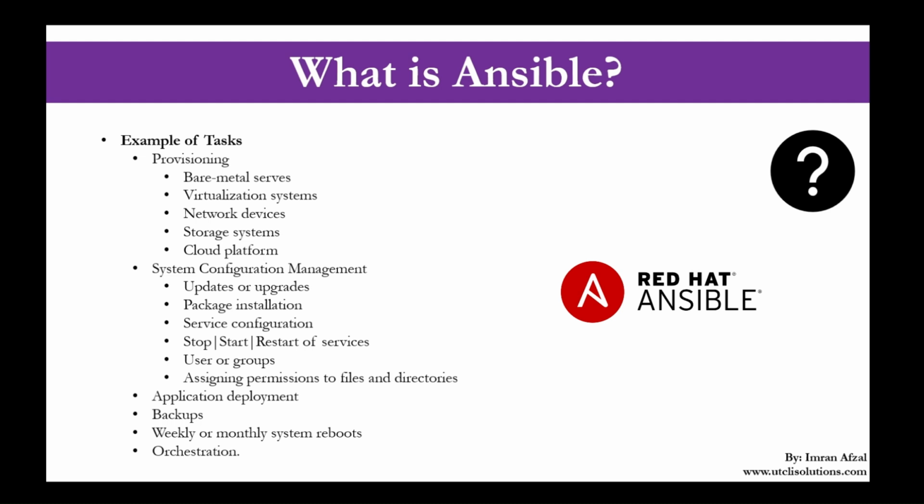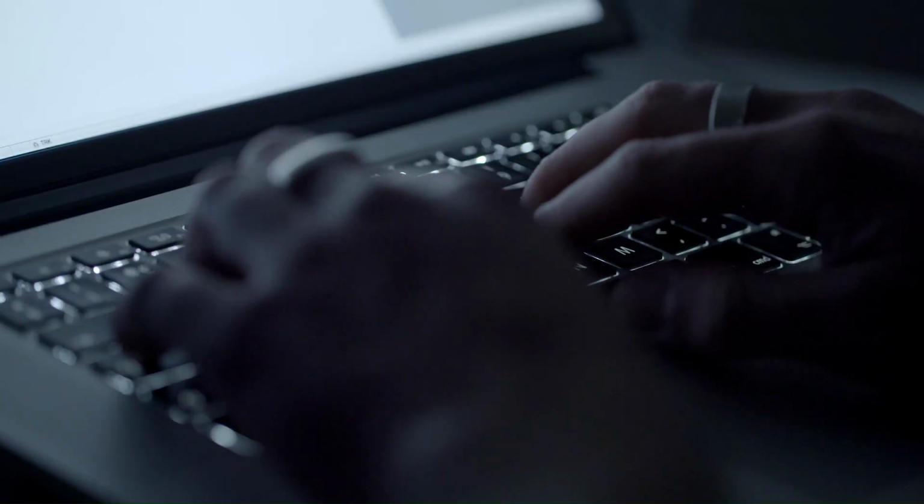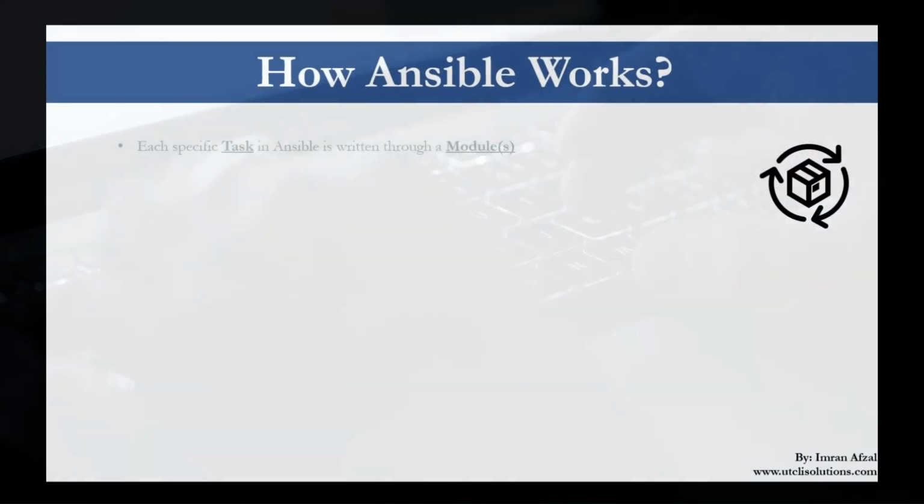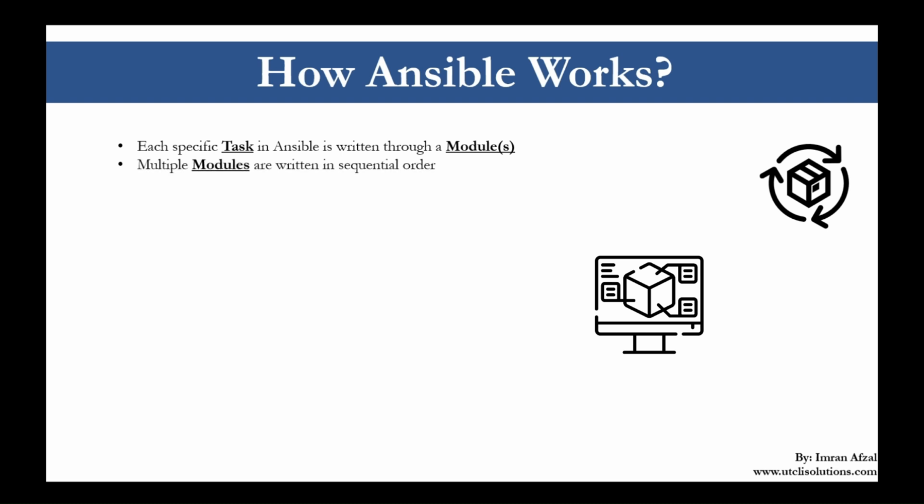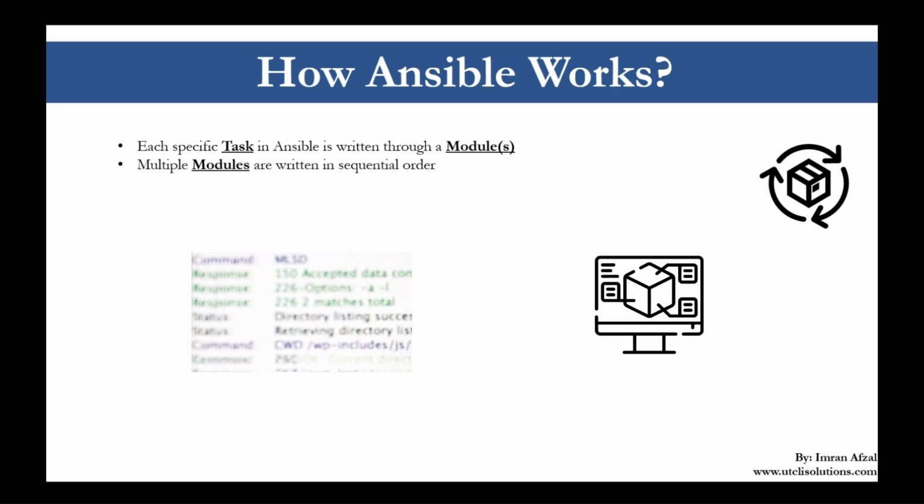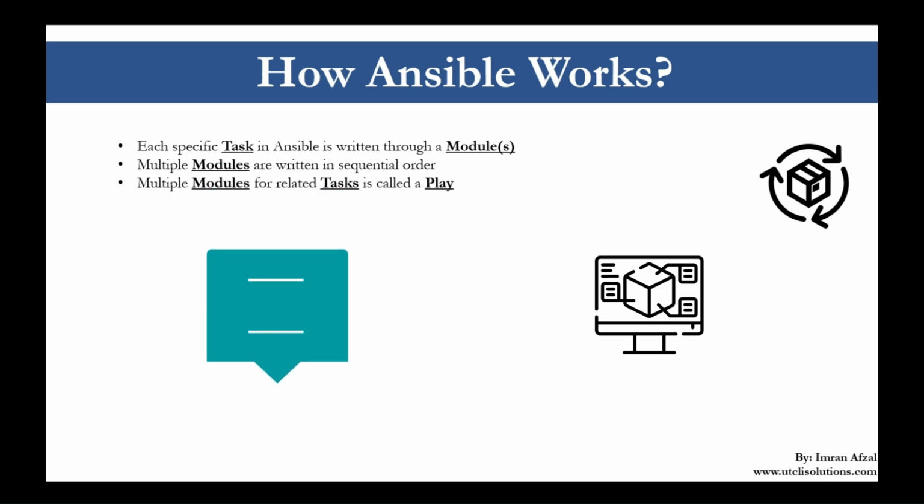So that's a quick overview of Ansible. In this video, we will learn how Ansible works. So we know until now that Ansible is used to automate our IT tasks. All right. So the very first thing is each of those specific tasks in Ansible is written through a module or a group of modules. Multiple modules are written in sequential order as you want them to be executed. Then multiple modules for related tasks is called a play.